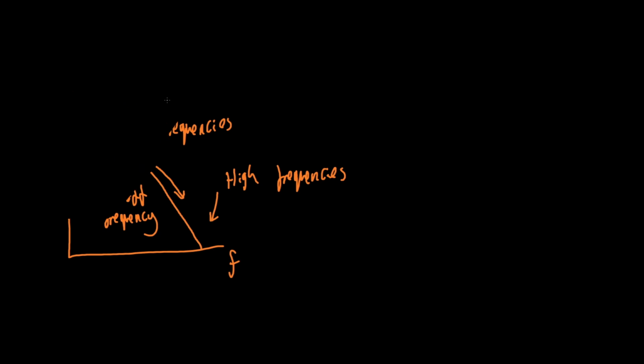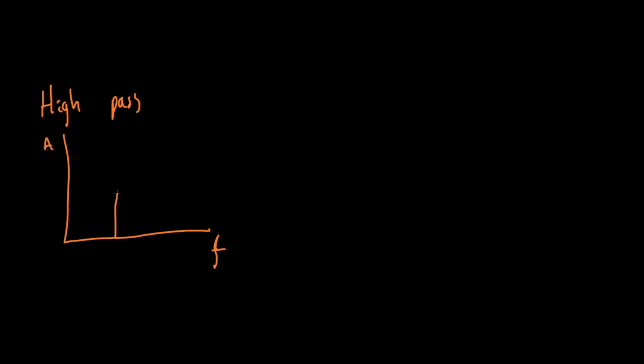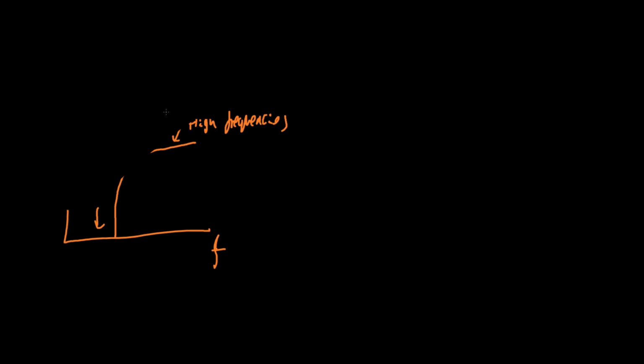Now the high pass filter. High pass is the exact opposite. So we see amplitude. The low frequencies cannot pass through, but the high frequencies can pass through. So your high frequencies, your low frequencies, and finally your cutoff here. Simple.